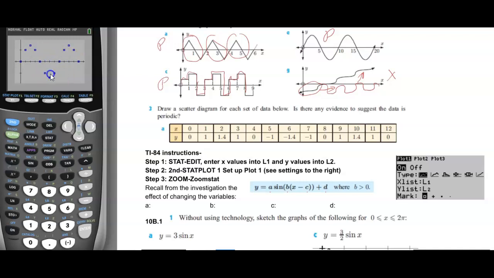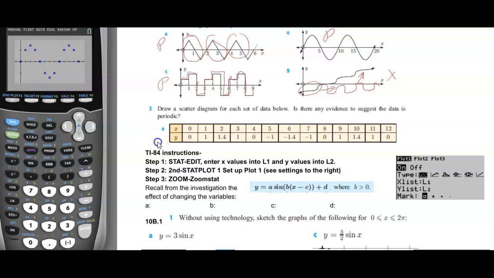Oh, yes, so this definitely looks periodic, doesn't it? There is evidence to suggest it's periodic because I see a repetition of this pattern. It's starting to repeat here. Now, there's no data to the right, so I don't know for sure, but it's starting to repeat, okay? So that's how you use the calculator to plot the data.